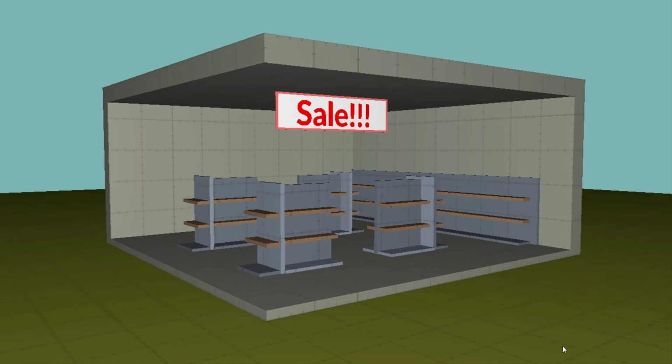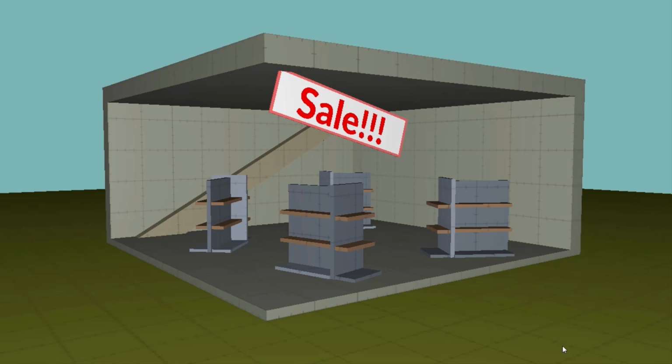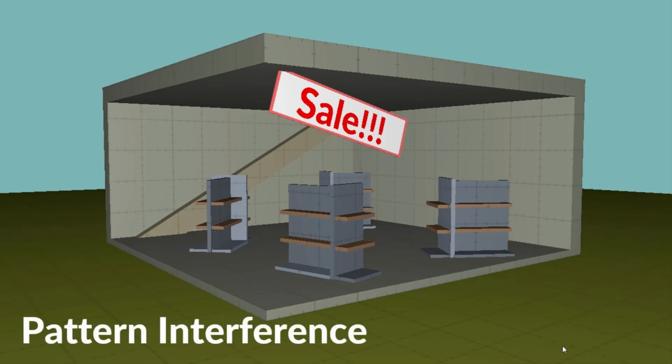But if we were to take this and say this is a record store after the apocalypse, and turn these objects sideways, what we have here is pattern interference. In the previous case, because these repeating elements are used throughout the volume, it does create a very good articulation of the volume.